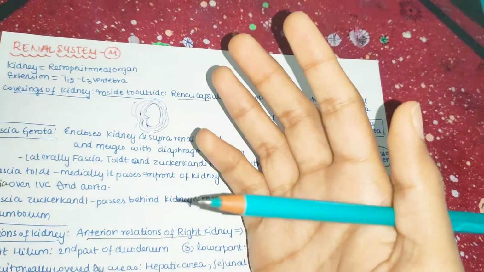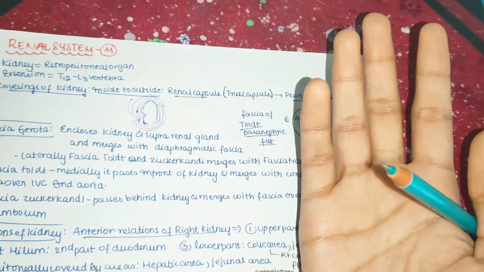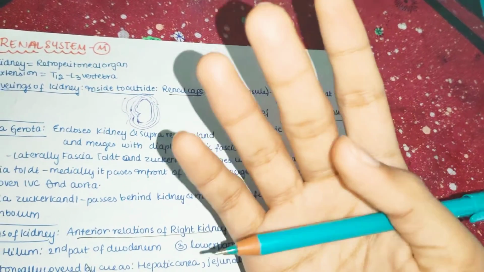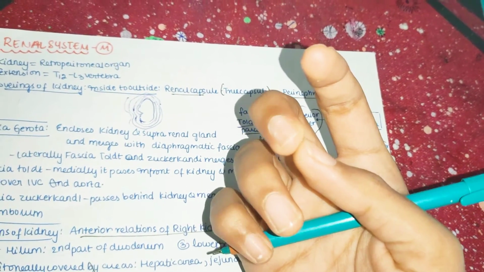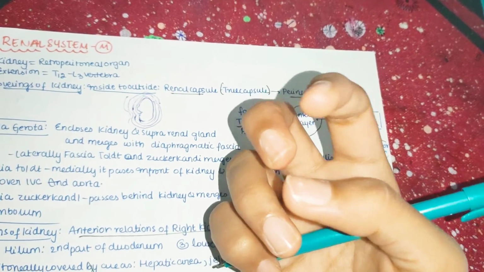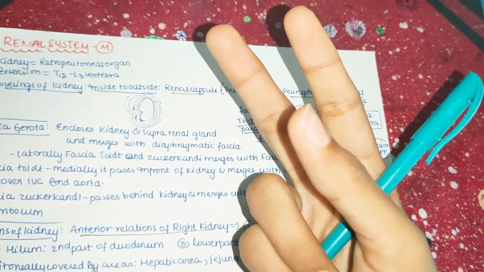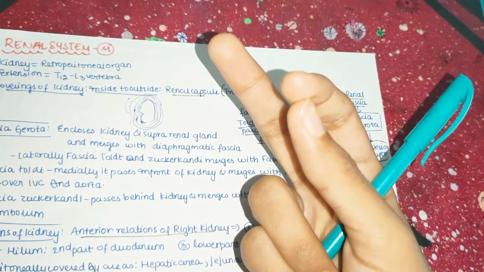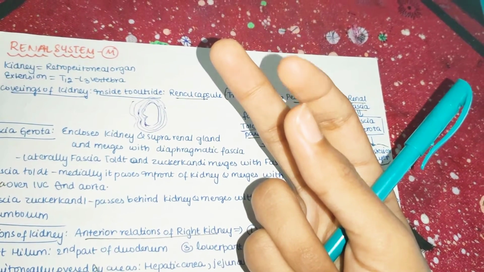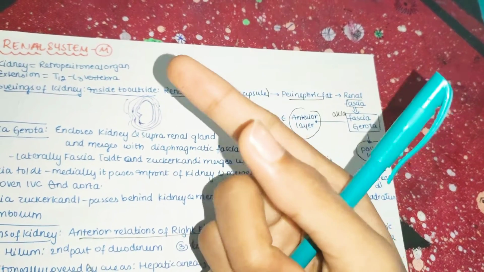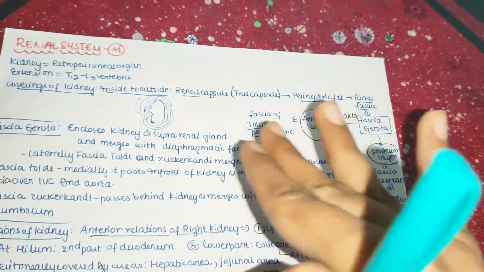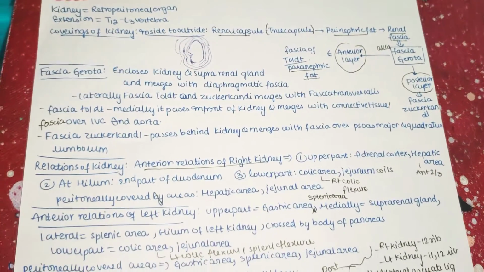So 4 layers: the renal capsule, which is the true capsule; next the perinephric fat; next the renal fascia, which is also called fascia of Gerota, and this is divided in turn into 2 layers, anterior and posterior. The anterior is called fascia of Told, the posterior is called fascia of Zuckerkandl. And the 4th layer is paranephric fat. So this is all about the covering of the kidney.